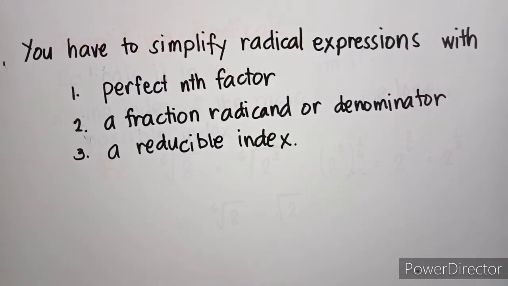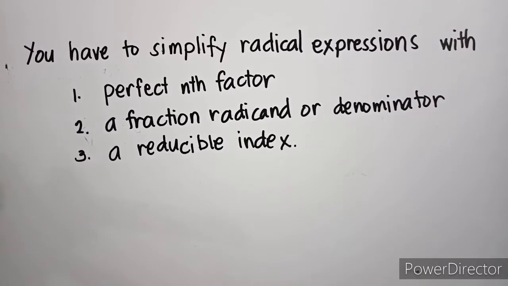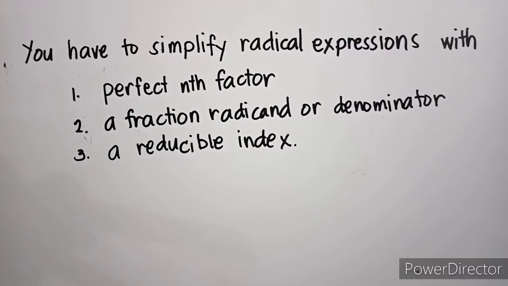We have to simplify radical expressions with, number 1, a perfect power factor. So, titingnan natin yung radicand kung siya ba ay mapafactor natin, kung siya ay may perfect cube or perfect square number. Then, number 2, a fraction radicand or a radical in the denominator. And number 3, a reducible index. So, pwede nating pababain yung kanyang index. Katulad kanina, sa halip na 6th root, naging square root lamang.